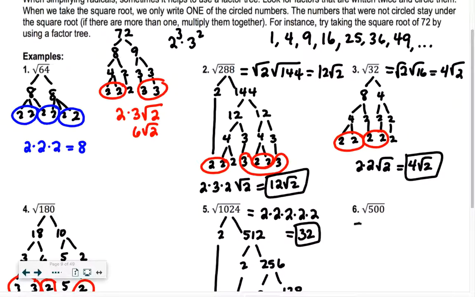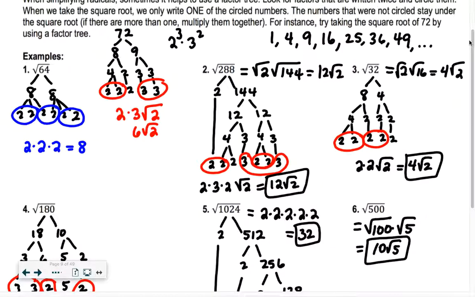All right, so we're going to think of it as the square root of 100 times the square root of 5, which becomes 10 root 5. So that's our answer, 10 root 5. Faster, isn't it?